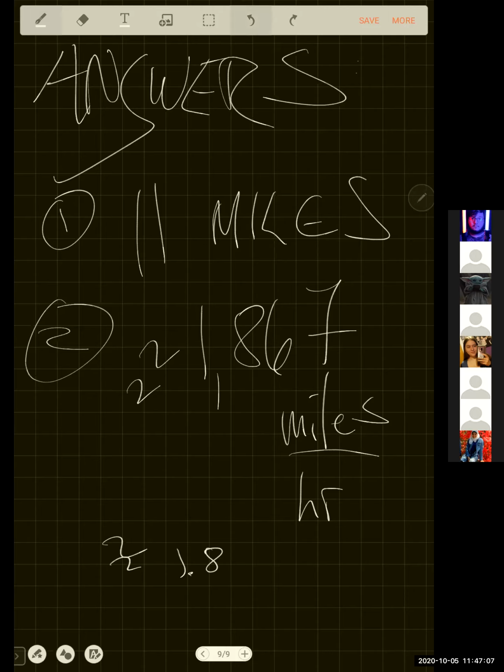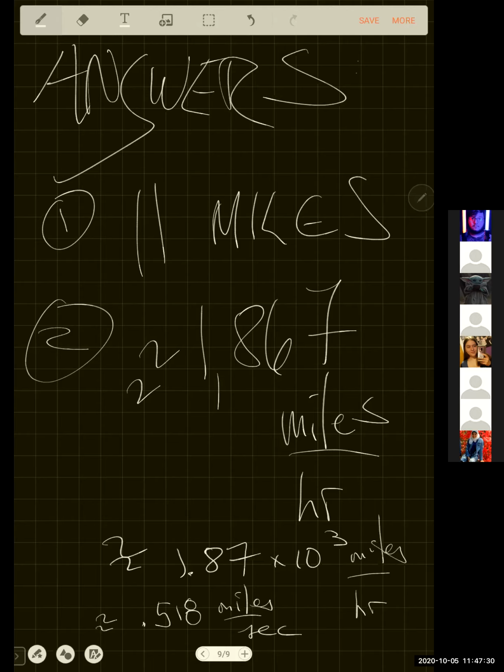Sorry, you might express it something like this. You might even have expressed it in miles per second, in which case I think you get like 0.518. That probably wouldn't be as intuitive a way to express it, but it would be very fair to express it this way. And of course, it's much smaller. So I think those are the two answers.